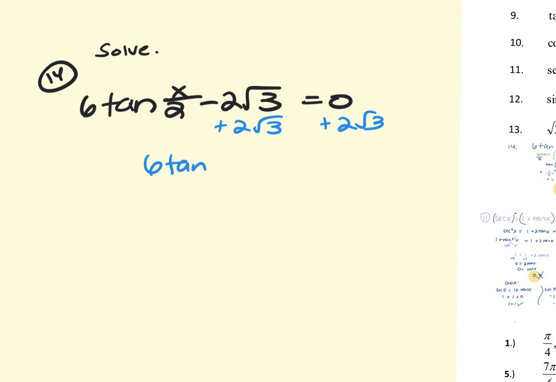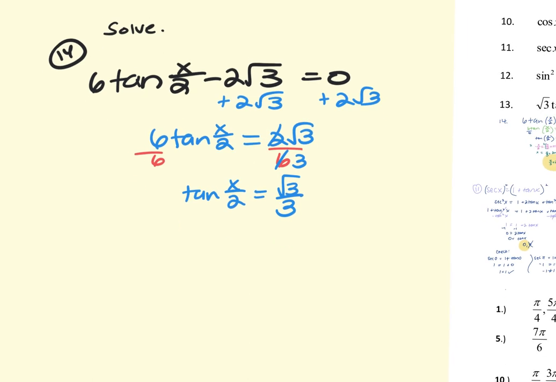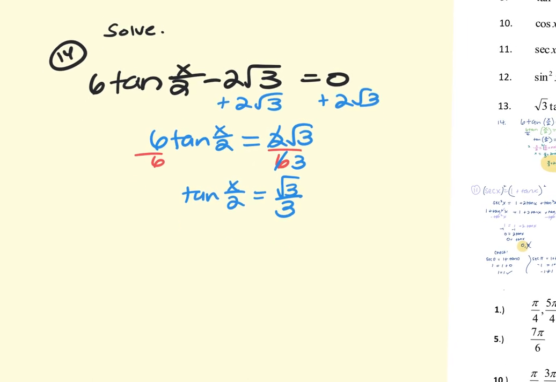6 tan x over 2 would equal root 3. Then I want to divide by 6. Tan x over 2, this would go in 3 times, would be root 3 over 3. So before I can isolate that x over 2, I have to find the solution to this. I have to find what angles would have tangent at root 3 over 3. The root 3 over 3s are the over 6s. Tangent is positive in the first and the third quadrant.